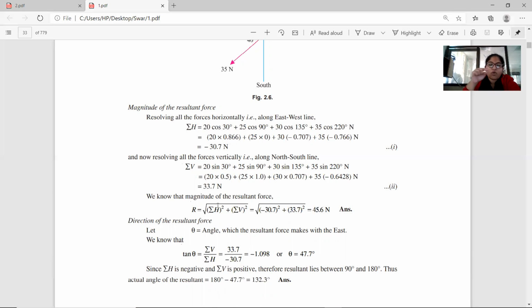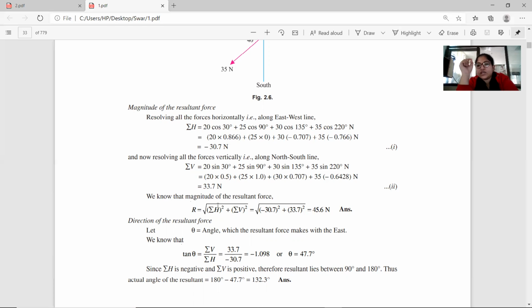So in which quadrant does it lie? It lies in the second quadrant, where my x values are negative and my y values are positive. Done. So what is my theta value? Theta's formula: tan theta equals sigma v upon sigma h. Sigma v equals 33.7, and sigma h equals minus 30.7. My value of tan theta will be minus 1.098. After solving this, theta equals tan inverse of minus 1.098, and theta will be 47.7 degrees.